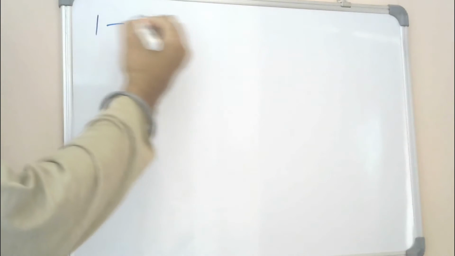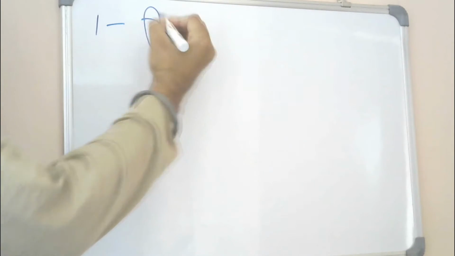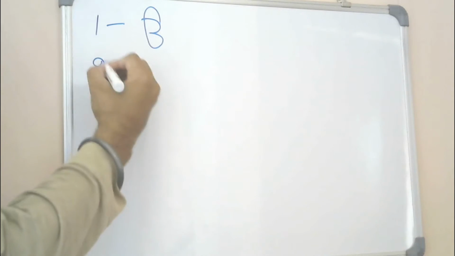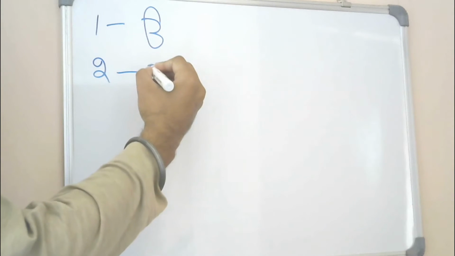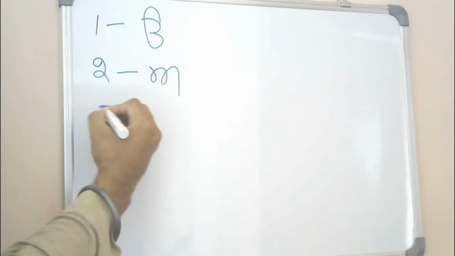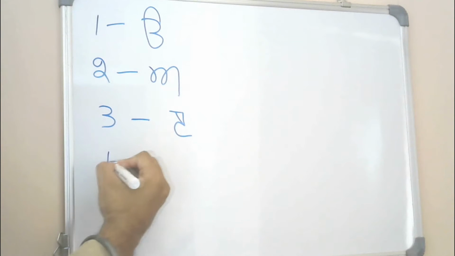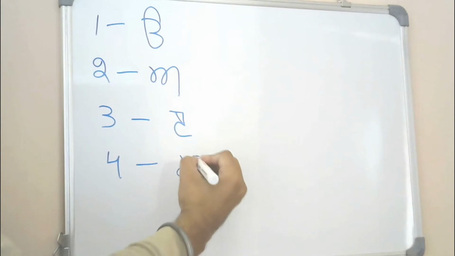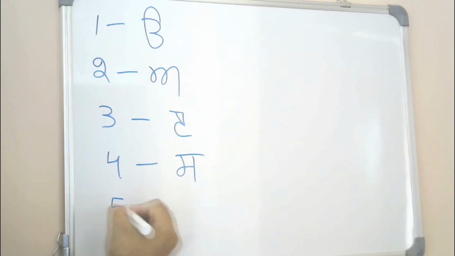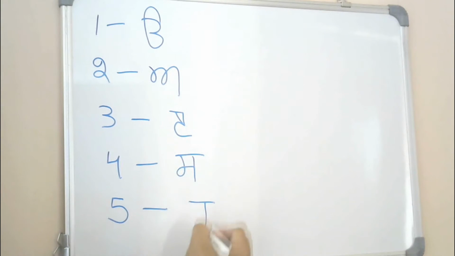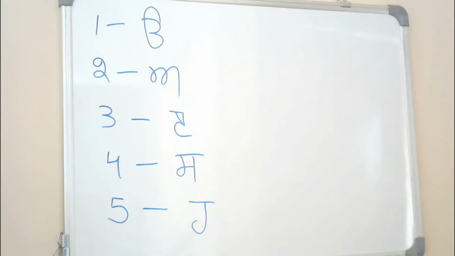Just to recap what we learned last time, our first letter was Uda. The second letter was Eda. Third letter was Edi. Fourth letter was Sasa. Fifth letter was Haha. These are the 5 letters that we covered in the last lecture.